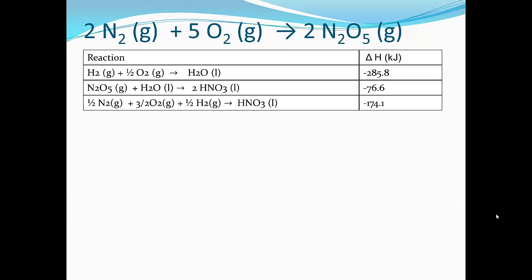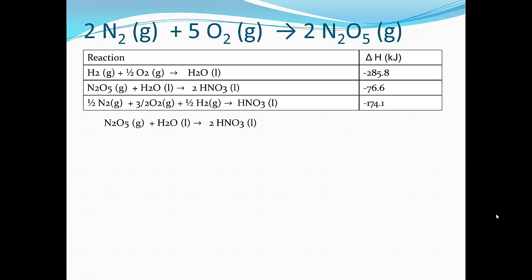We have our formation of liquid water, we have something that's making hydrogen nitrate, and we have something that's also making hydrogen nitrate. So the question now is, what do I do with all of this? What I need to do is find a way to rearrange these reactions so that I end up with the reaction that I want. I want to know how much energy it takes to make dinitrogen pentoxide from nitrogen and oxygen. So I'm going to take a look at the reaction that has the dinitrogen pentoxide in it.